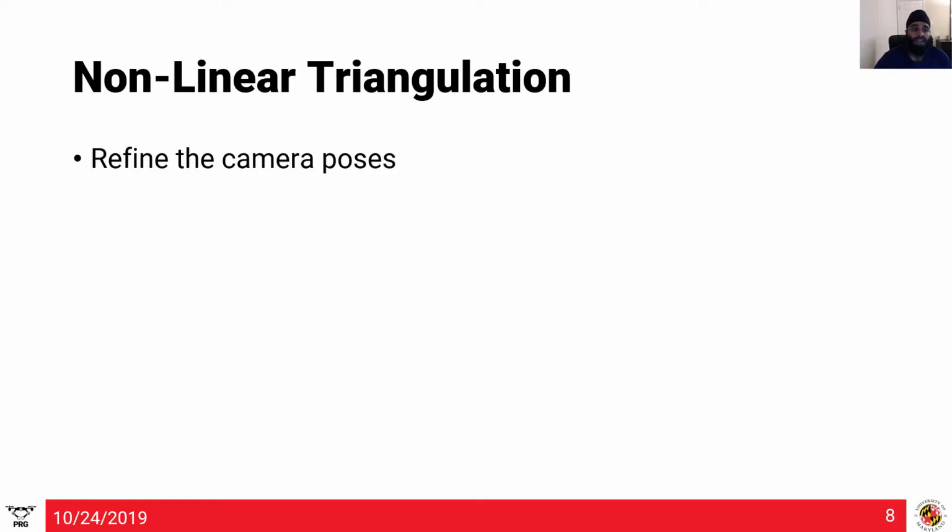Okay, so it's basically refining the camera poses, right? You have a good or fair estimate of camera poses using the linear version of triangulation. We are going to use that as the initializer, and then we're going to refine these poses, right? So the idea is to minimize the reprojection error. What it is, we'll talk about it.